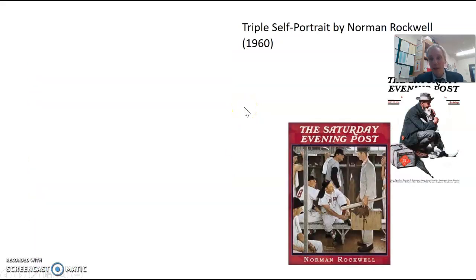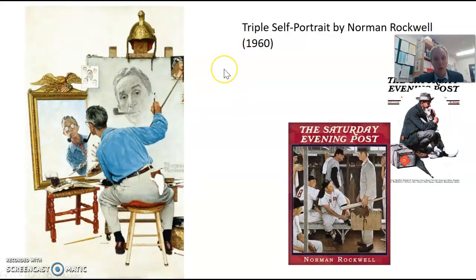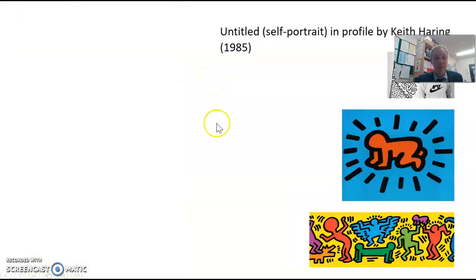Norman Rockwell is an American illustrator, and he used to work for the Saturday Evening Post, which was a big magazine in America. Lots of people read it. They did a special edition about him and asked him to design a special front cover when he'd worked there for nearly 5 years. And he came up with a triple self-portrait, where it's a picture of him doing a portrait, and you get to see him 3 times. Maybe you could think of something clever like that.